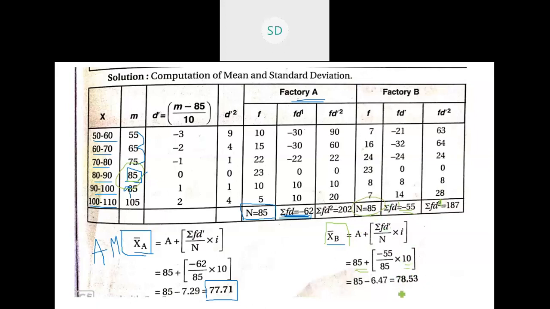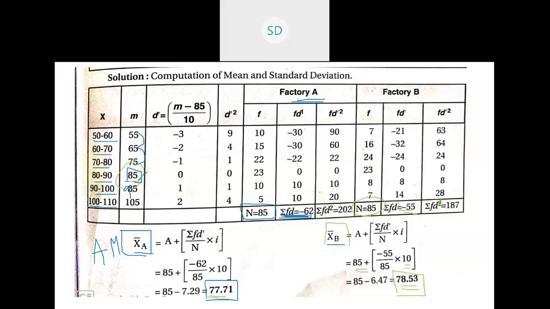Once you simplify them, you will get an arithmetic mean of 78.53. So for factory A, the arithmetic mean is 77.71, and for factory B, it is 78.53. In the case of arithmetic mean, you have to look for the highest value. The highest arithmetic mean, that is the higher average, means a better performing factory. So that is the conclusion for arithmetic mean.